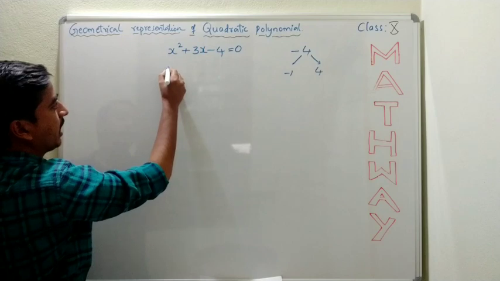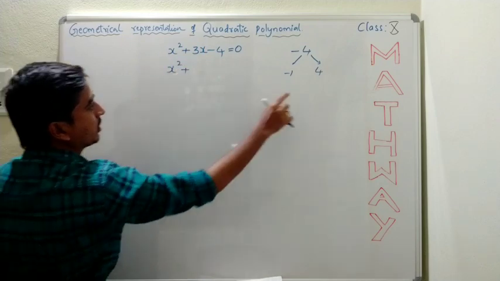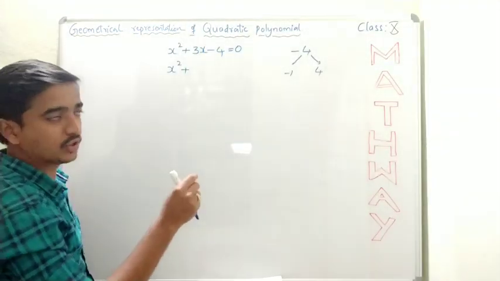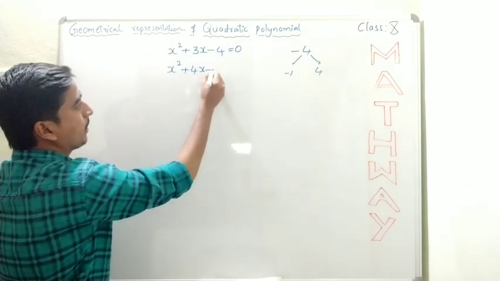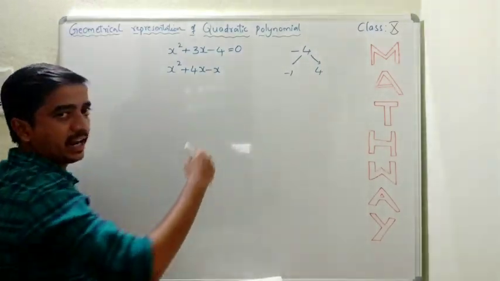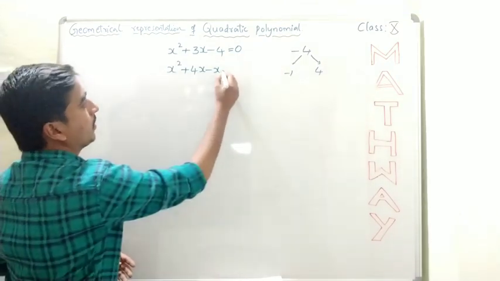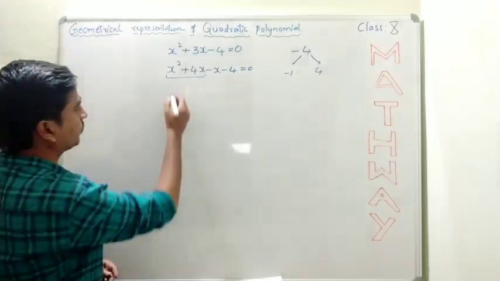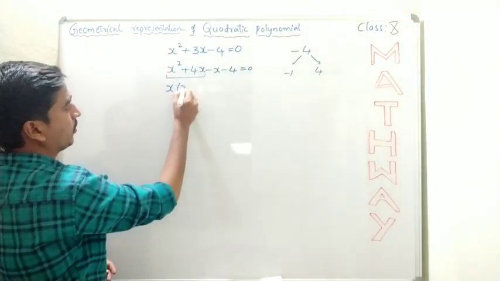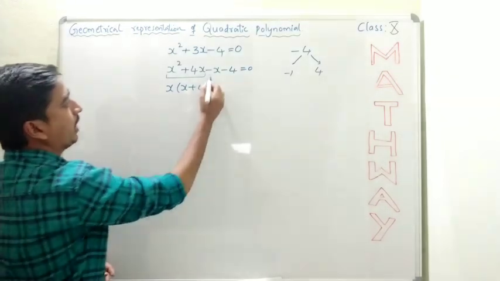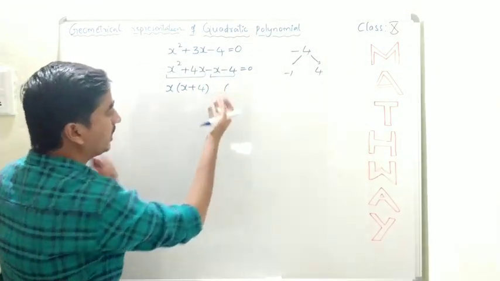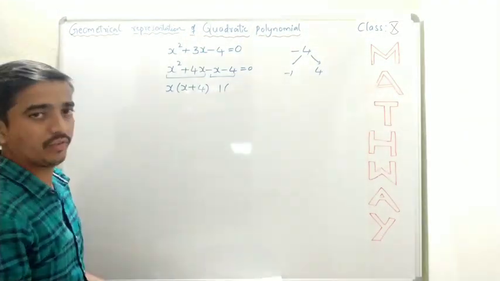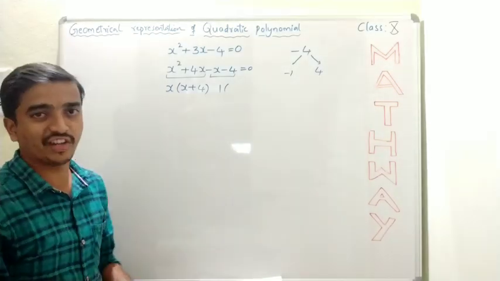So 3x can be written as x square plus 4x minus 1x minus 4 equals 0. Here for 3x, the bigger number takes the positive sign, so plus 4x, and minus 1 means we take minus x. Now from the first two terms take x as common: x of x plus 4. From the last two terms nothing is common, x and 4, so we can take 1 as common. If there is no common term, we can take 1 as common, because 1 is a common factor for every number.